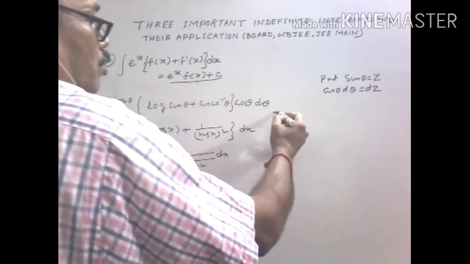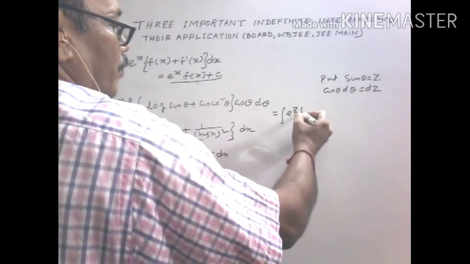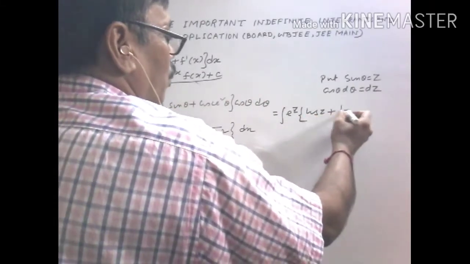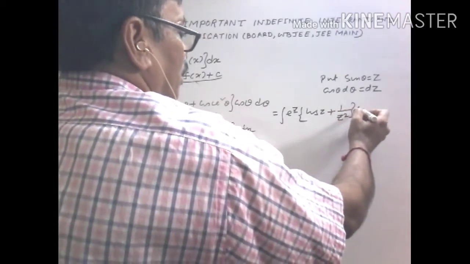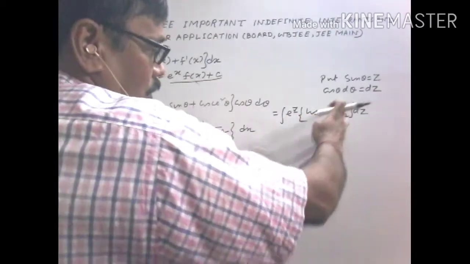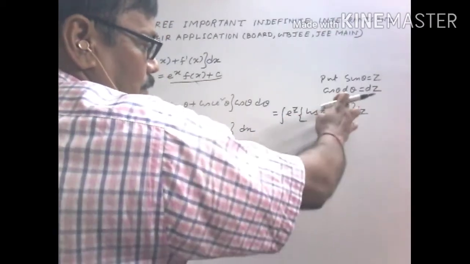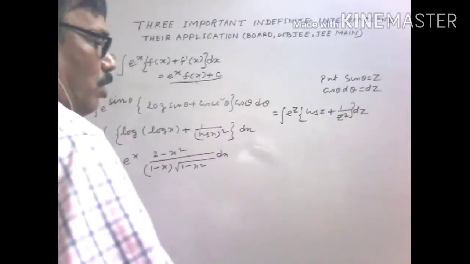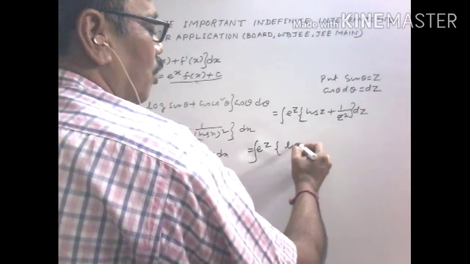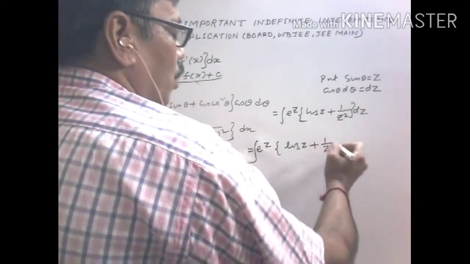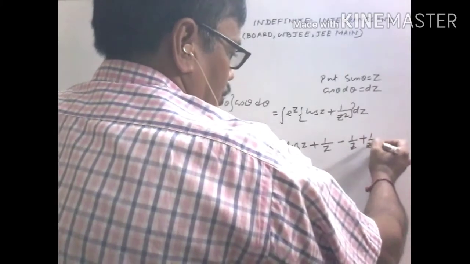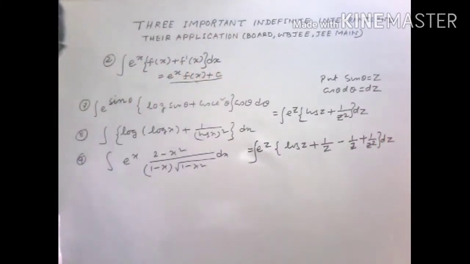Now look, this reduces to e to the power z, then log z plus 1 by z square. Now the derivative of log z is 1 by z, but it is given in 1 by z square form. So look, we use this log z, whose derivative is 1 by z. So make it balance by 1 by z, 1 by z square dz.